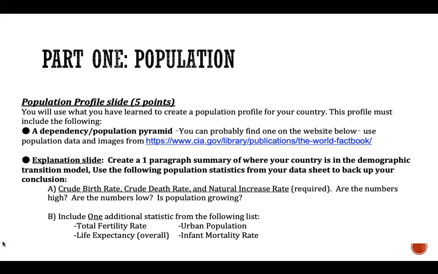You're going to need a population pyramid. I will tell you where to go to find that. And you will need an explanation slide. So there are 2 different things that you will be using. In that explanation slide, you're going to be creating a 1-paragraph summary of your country, where it is in the demographic transition model, and you're going to be using statistics to choose from. So let's go to our example to take a look.